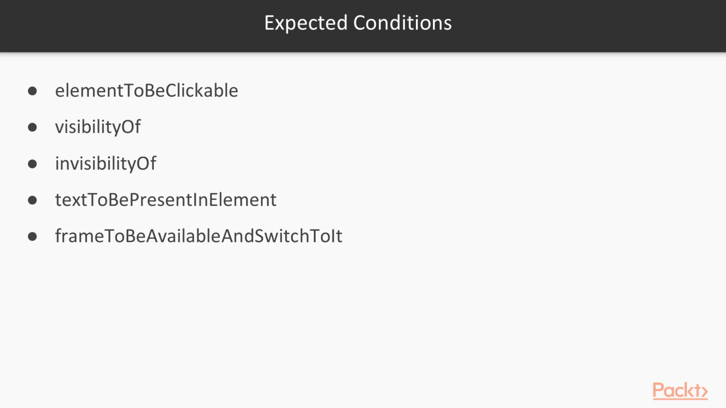Invisibility of. If we need to make sure that some element will disappear from the page before making next step in our test, we can use this expected condition in wait. Text to be present in element. We could use it in our example, since we were verifying text in that element in our assertion. Frame to be available and switch to it. If the new page contains frames and our element that we need to use next is inside of that frame.